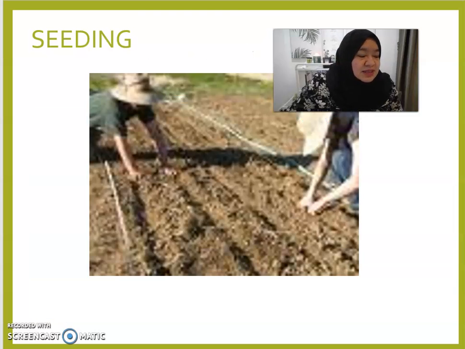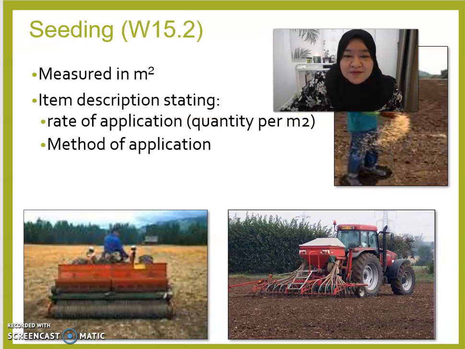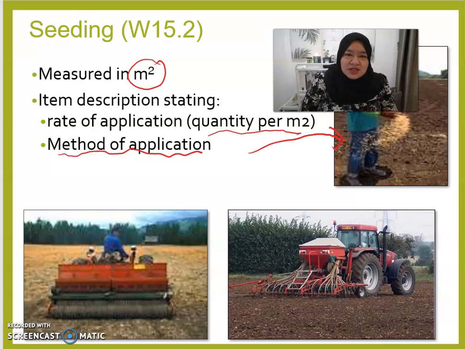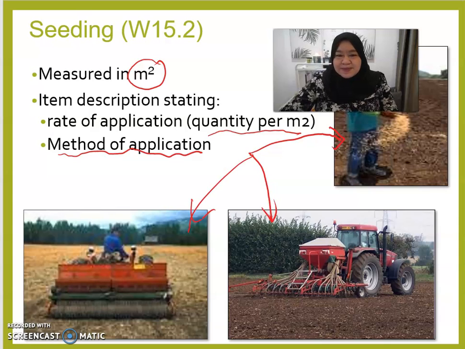Okay, next one is seeding. Seeding still falls under W15.2. Okay, seeding also measured in meter square. And you should describe the rate of application. Okay, quantity of seeding per meter square and method of application. It could be by hand. This is more traditional ways, and modern landscaping, normally now they are using machines.